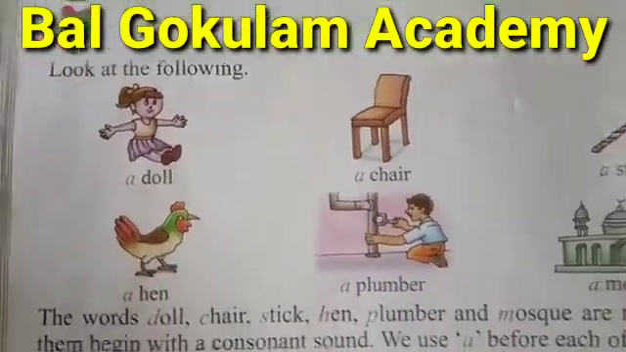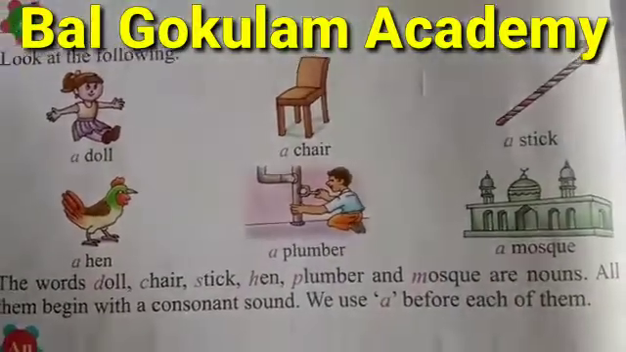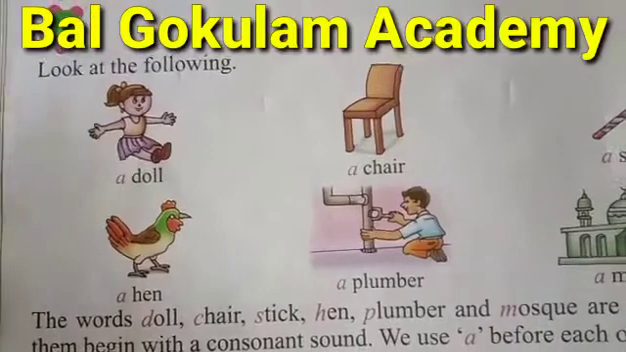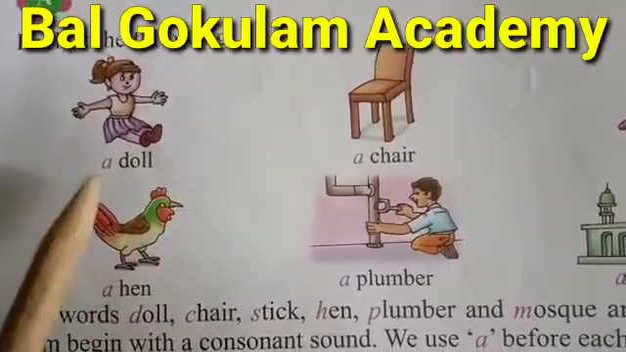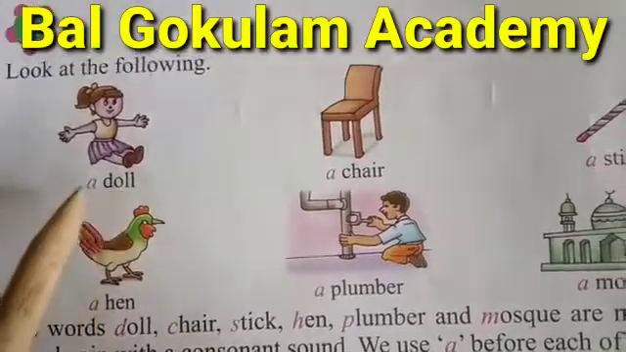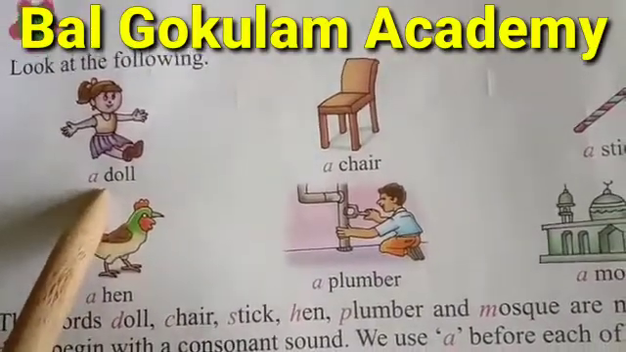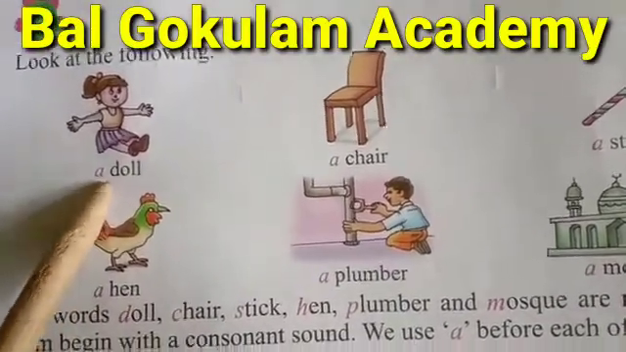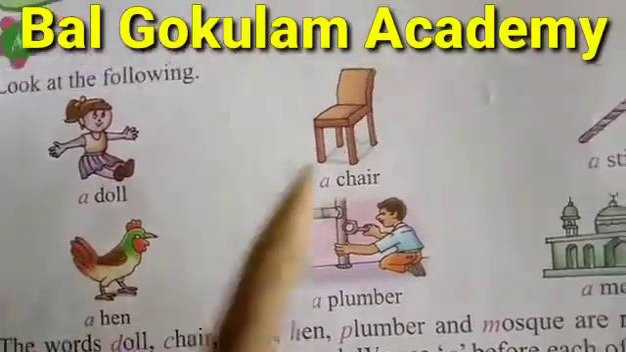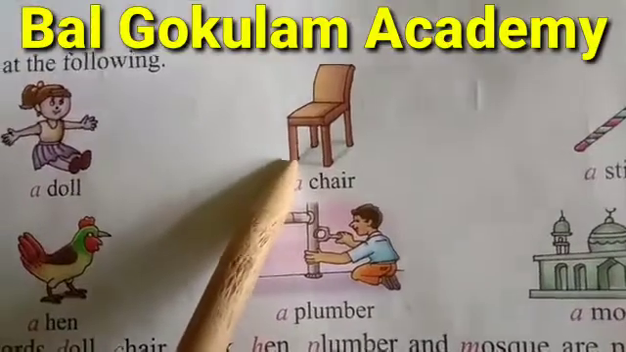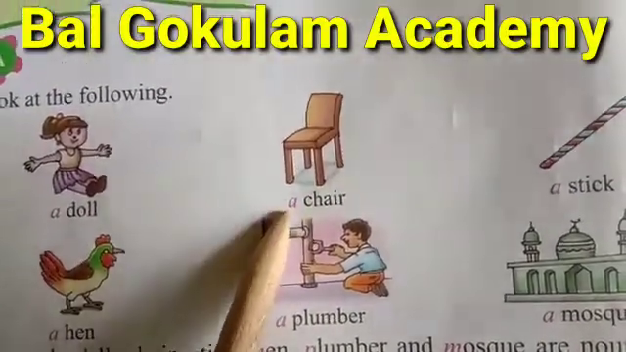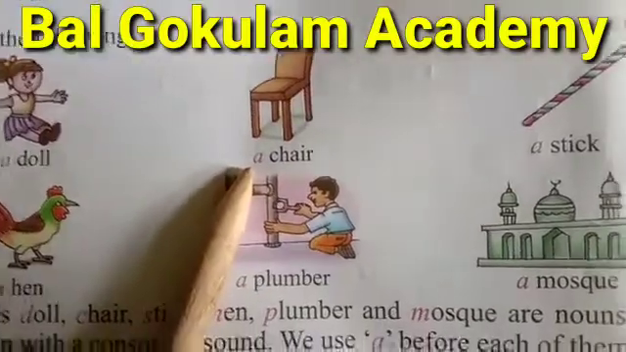Look at these following pictures. This is a doll. This is only one doll. And the pronunciation is doll, which means the first letter is a consonant. So, you should put the article A. This is the chair. This is also a consonant. So, we put the article A.